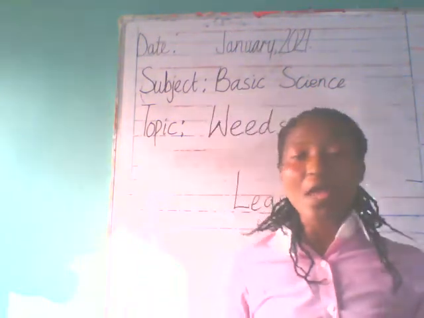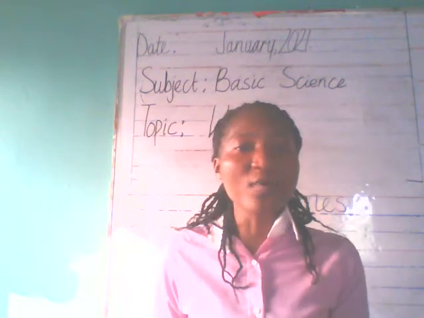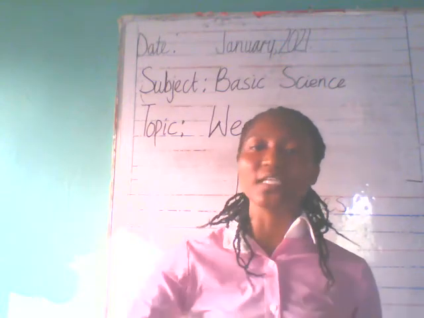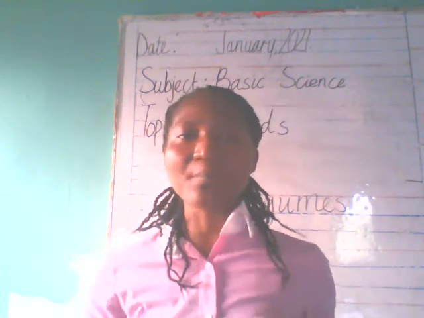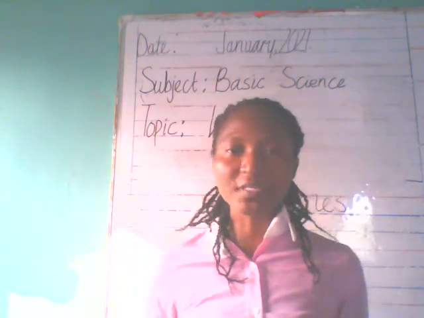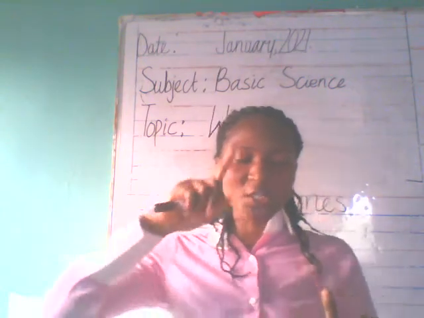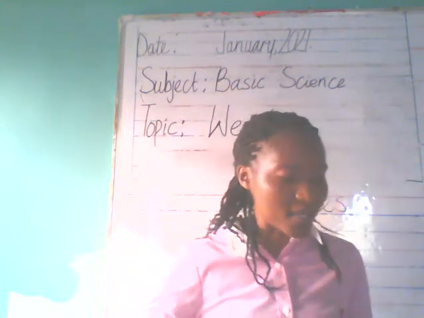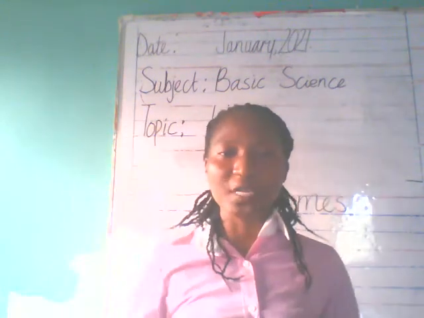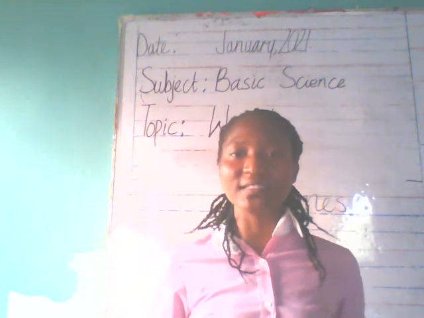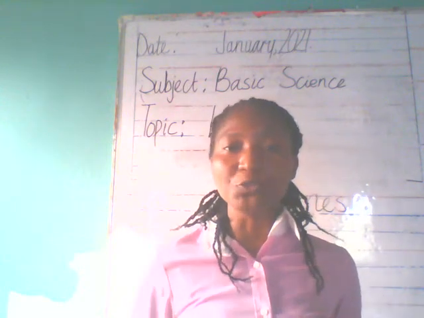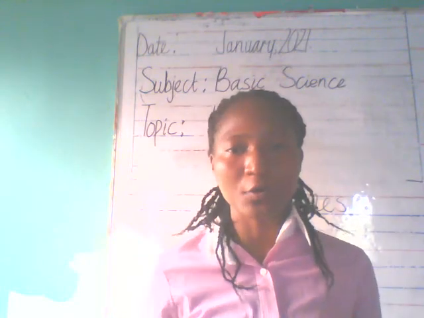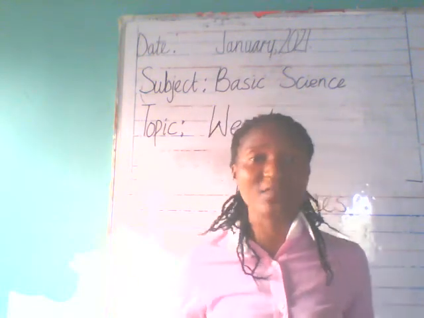Then number 2, it will start competing with your crops. When it sees that you've come to water the soil, it will start fighting and taking the water. Did you see it? So it will fight for what? Space. It will fight for water and it will fight for nutrients. By the time it sees that nutrients have been introduced in the soil, it will start doing what? Fighting with your own crops. So you see, it is a negative effect.